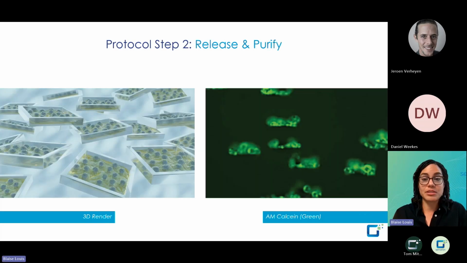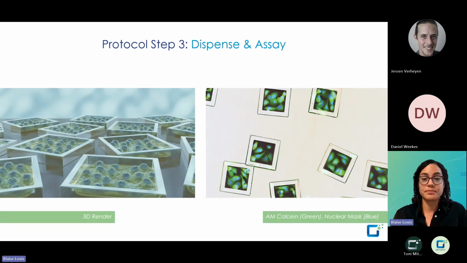The SemaCytes are then released into suspension and purified using the SemaPure 15. And then they're dispensed into multiple plates using manual or automatic liquid handling devices, and the desired assay of choice is performed. As you can see from the microscopy image, the cells remain contained within the walls of the SemaCytes due to their cell-repellent walls.